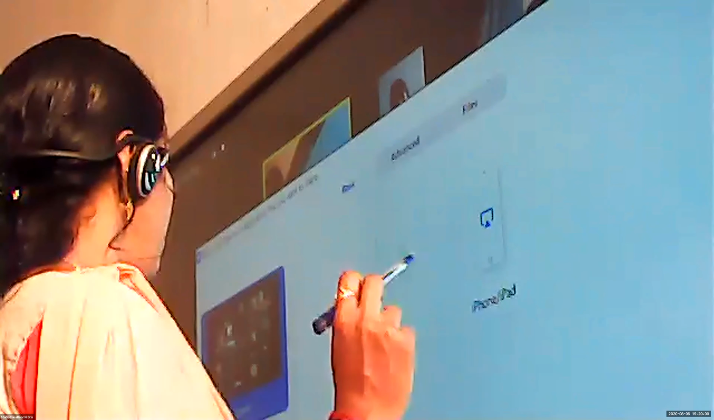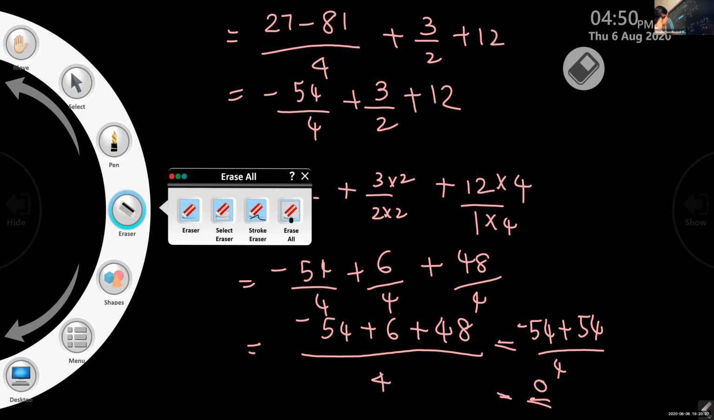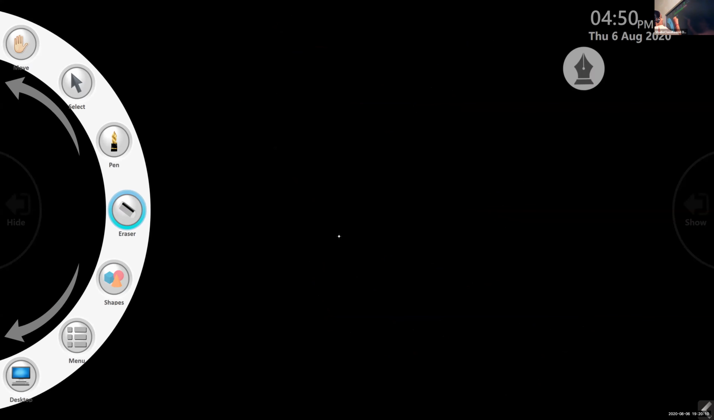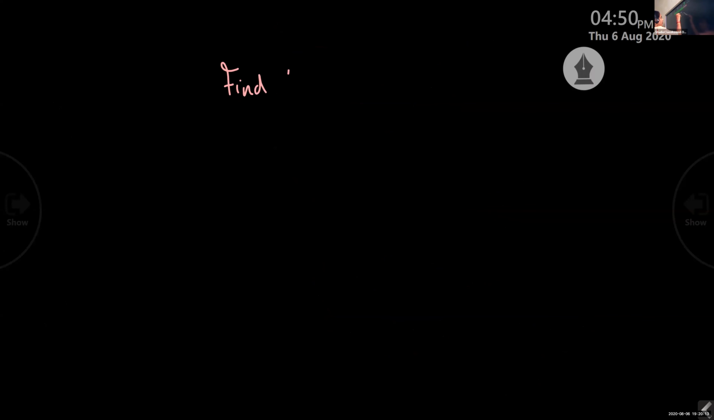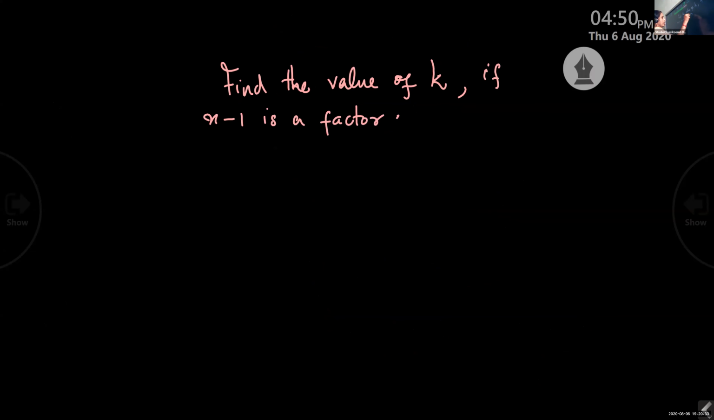Write the question. Find the value of k, if x minus 1 is a factor of 4x cube plus 3x square minus 4x plus k.